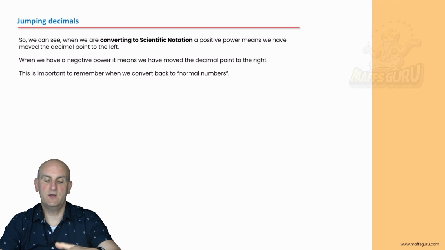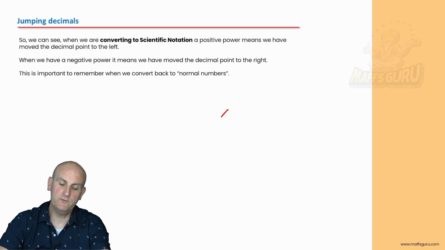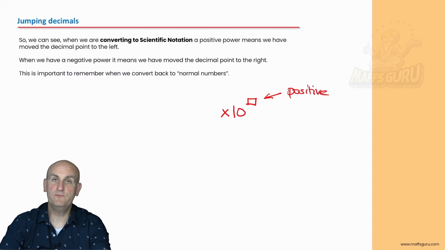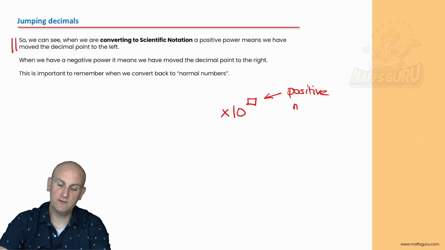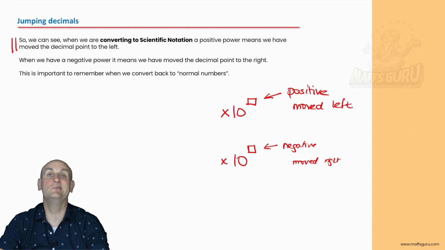So when we are converting to scientific notation, what that means is that where we've got this times 10 to a power, where that number is positive, it means we've moved the decimal point to the left, all right? So positive, moved left. And when that value there is negative, it means we've moved the decimal point to the right. Now, why is this going to be important? Because we're going to undo it in a minute.